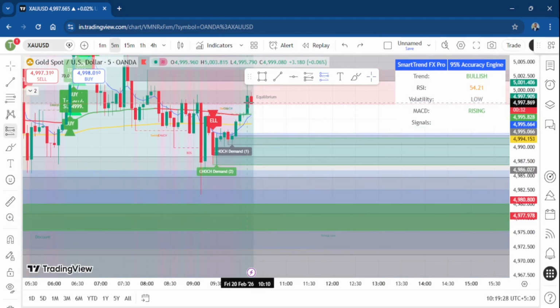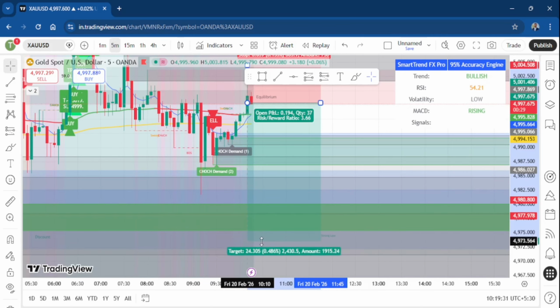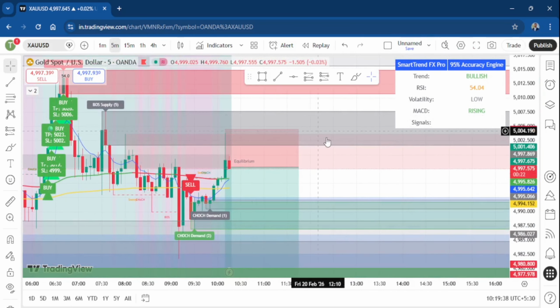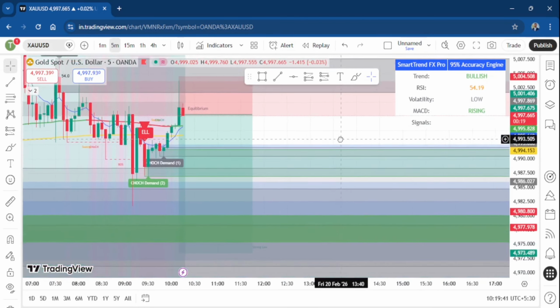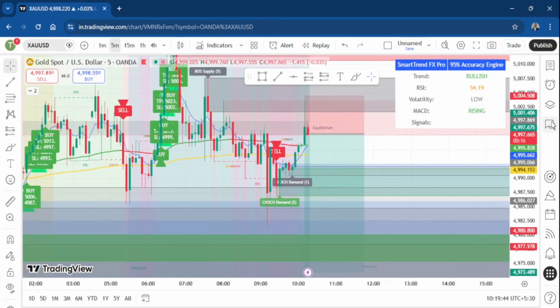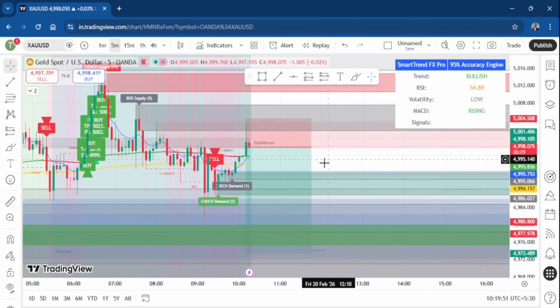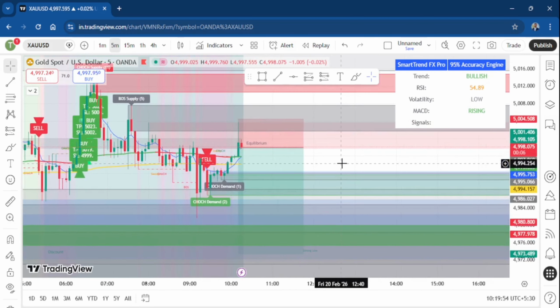Here is exactly how we are going to play this setup. We will be locking in a buy position right at the moment the price taps into our refined 15-minute demand zone. To strictly manage our downside risk, we are keeping our stop loss incredibly tight. We will place it just below the lowest structure point of that specific demand block. This ensures that if the setup fails, our loss is minimal.